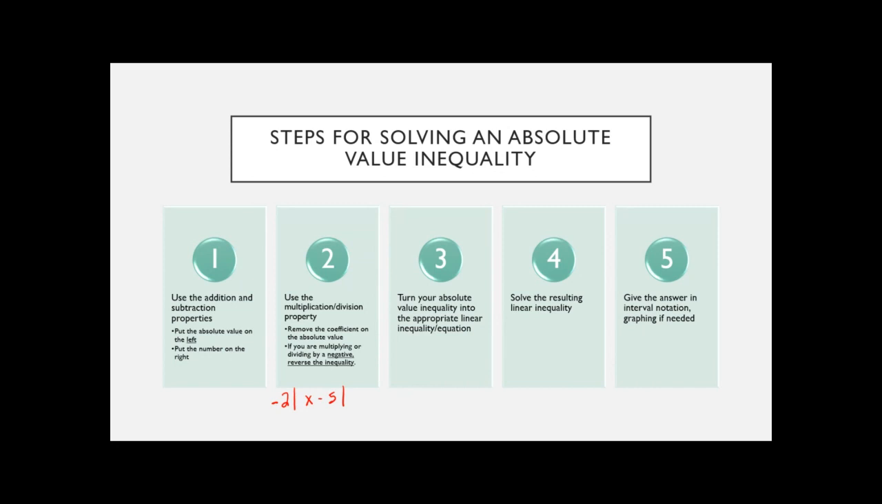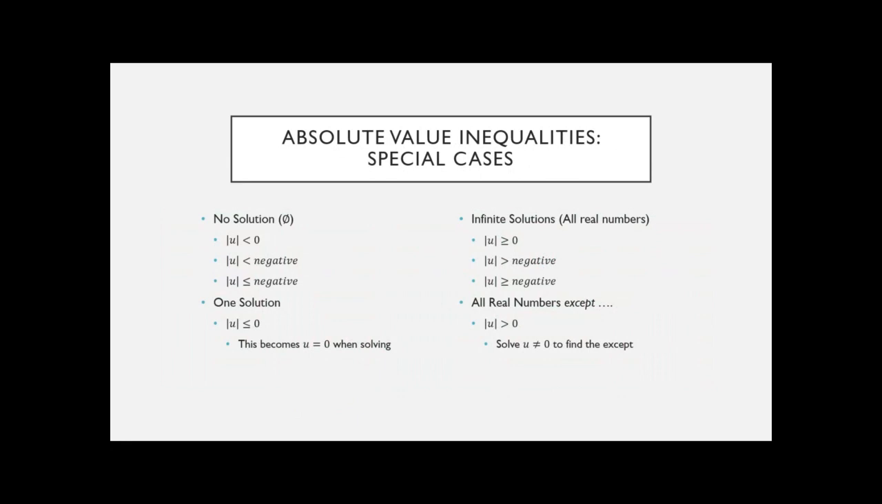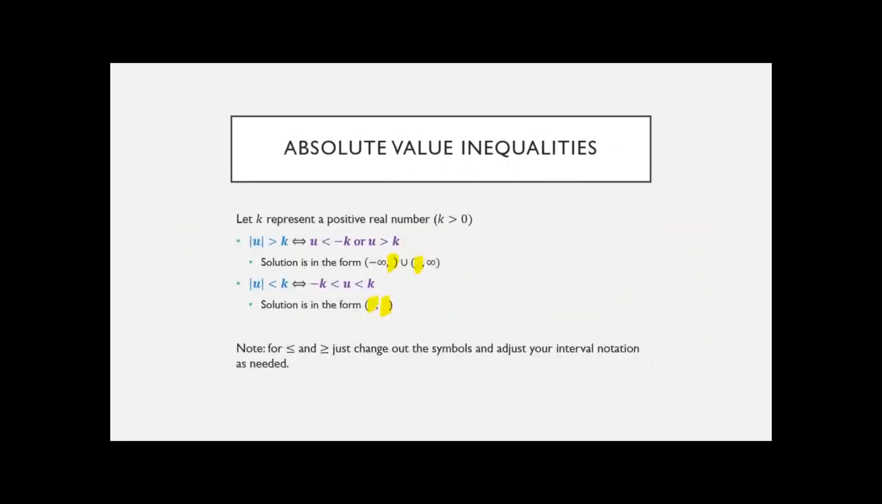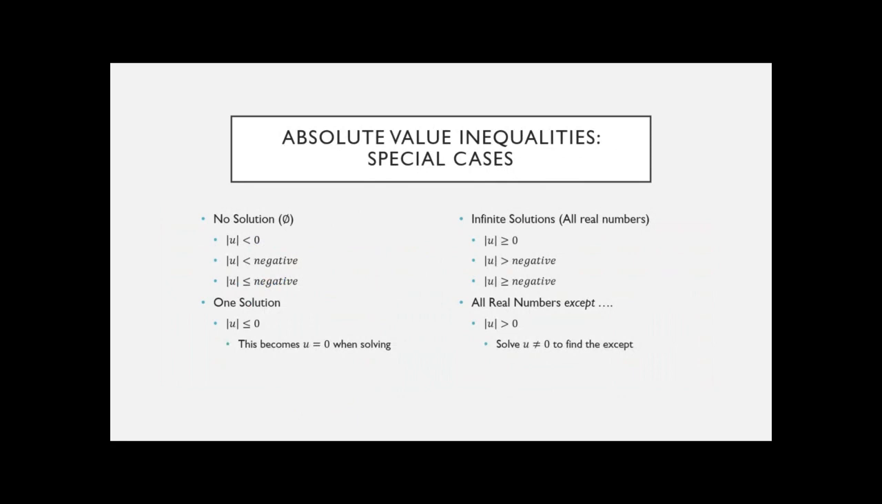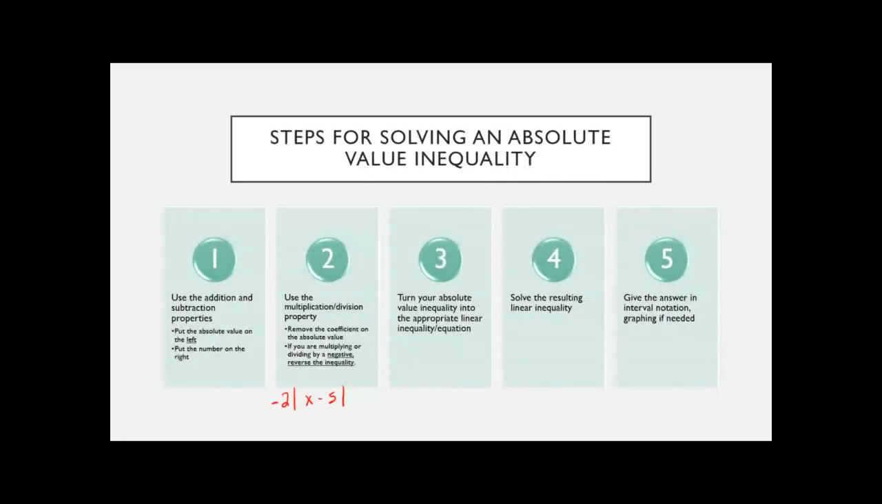Once you've got the absolute value by itself, which you should have after these first 2 steps, then you need to turn your absolute value inequality into the linear inequality or equation following these steps here. Basically, you're either going to write it in one of these 2, or if it's a special case, you're going to be looking at your special cases, but you're writing it so it's no longer in absolute value form. That's key right here. You're doing this step to get rid of the absolute value form.